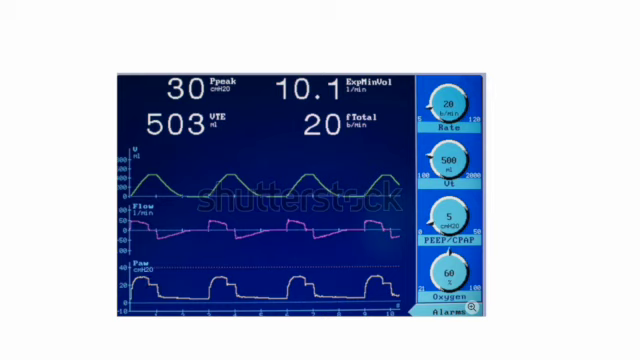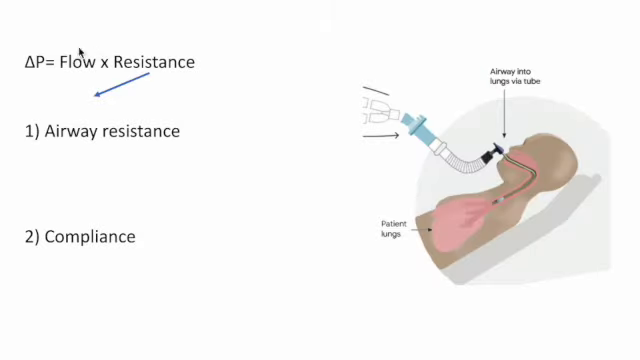Well, pressure is a function of flow and resistance. So since we control flow on the mechanical ventilator, if the pressure is high, we know it must be an issue with resistance. And in a mechanically ventilated patient, what are the two things that contribute to resistance? Airway resistance and the compliance. So the airway resistance includes things like the tubing from the vent, the tube, the trachea, the bronchi, the bronchioles, etc. And the compliance, which is defined as change in volume over change in pressure, is the elasticity of the lungs, or the stretchiness of the lungs.